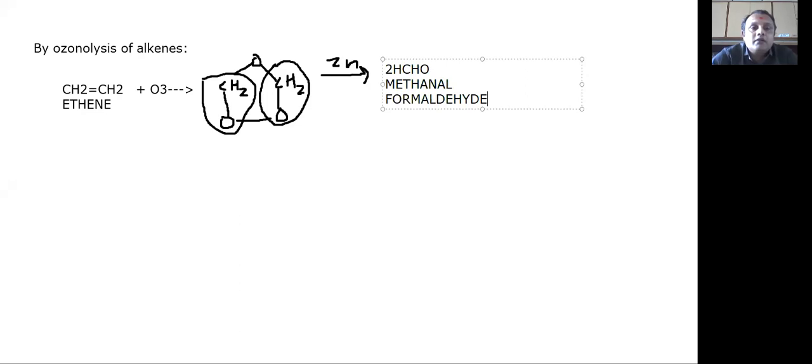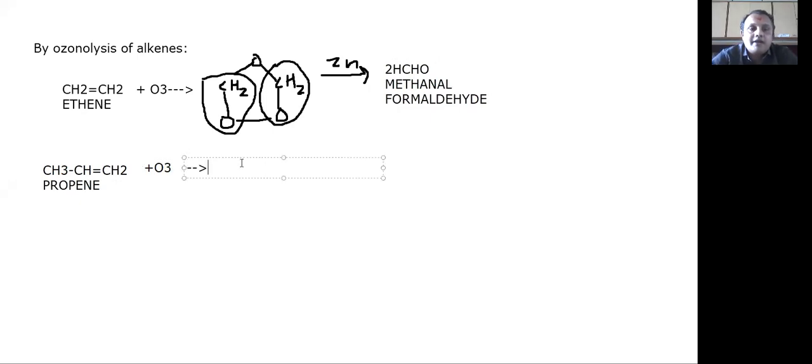Now, your turn. Write the reaction with this compound: CH3, CH double bond CH2. This is called propene. Do the ozonolysis with this compound. This reacts with O3. How can you write the reaction? Complete it, come on, quickly.